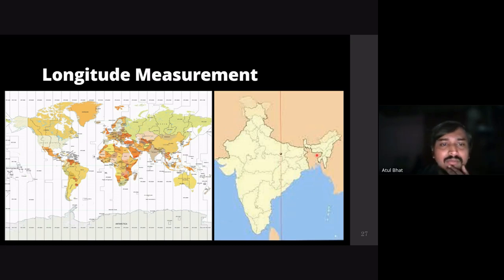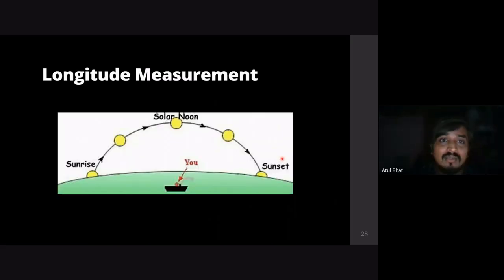You will get about 1 degree for every 4 minutes. So if you are about 40 minutes away from 12 o'clock when you have the sun above your head, you are about 10 degrees away from this line. And that way you can measure the longitude at your respective position. And this can be done any day of the year. And yeah, this is how we do it.